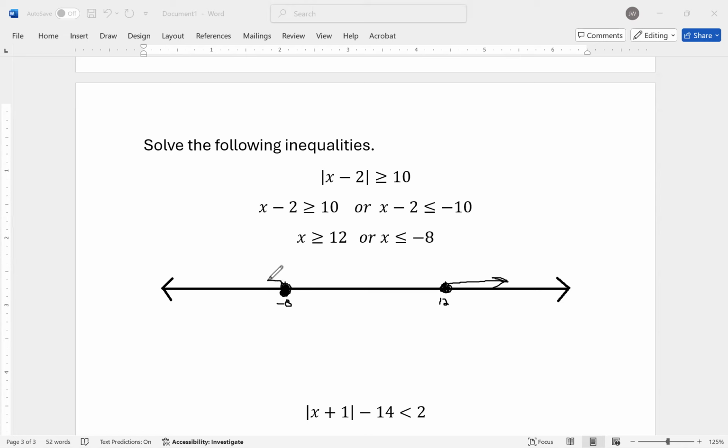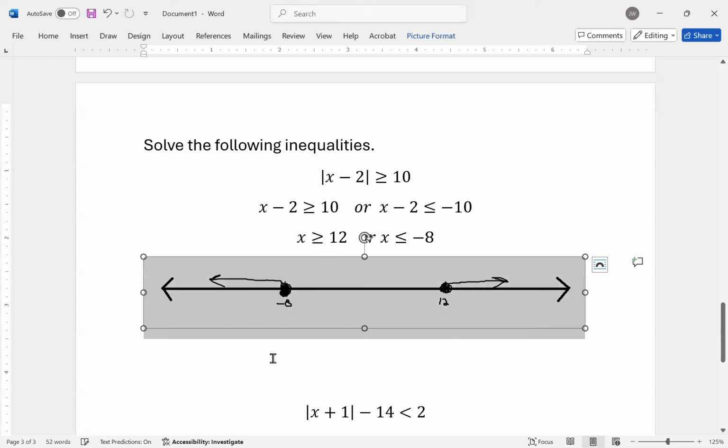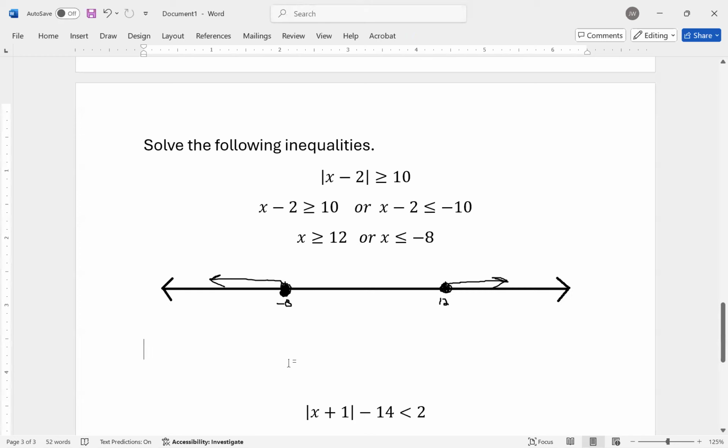At -8, and then point my arrow to the left. So on a number line, this is what the solution would look like right there. If we did this in interval notation, we do parentheses, -infinity, then we do comma, -8, then we do a square bracket. So -infinity up to -8 takes care of this section.